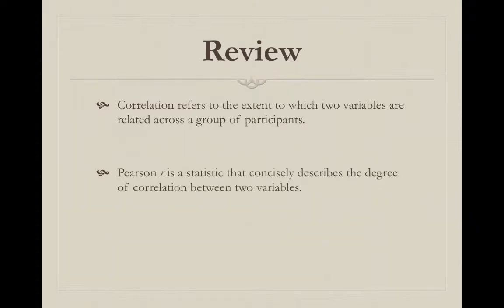Correlation refers to the extent to which two variables are related across a group of participants. Basic correlation definition. Pearson's R, already covered this, is a statistic that concisely describes the degree of correlation between the two variables. Okay, it talks about the degree, how much correlation is there.